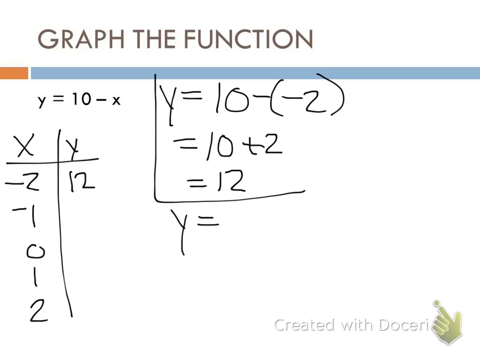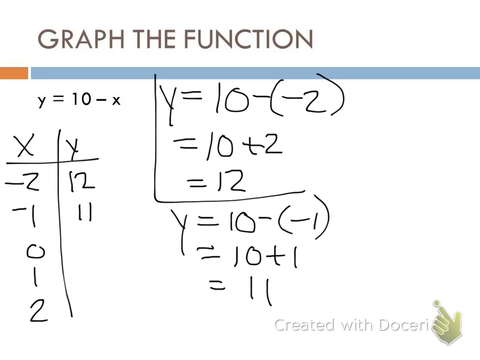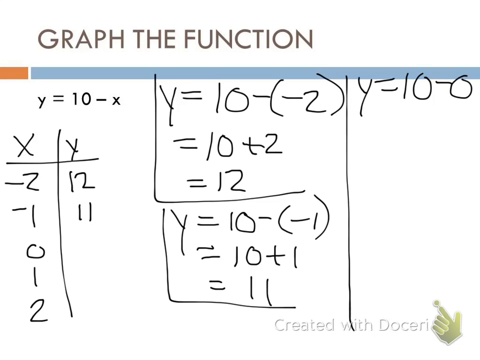Now let's do another one. Y equals 10 minus negative 1, which is 10 plus 1, which is 11. So that's my second output. All right, now let's do another one. Y equals 10 minus 0, which equals 10.